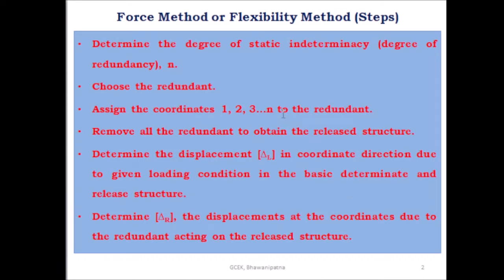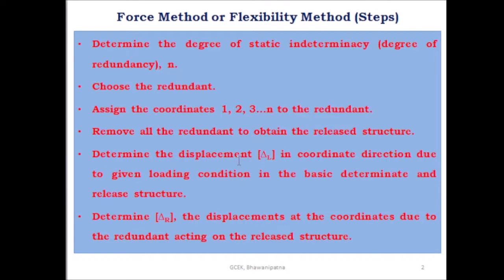Coming to the different steps used to find the internal member forces by the flexibility matrix method, these are the different steps. First, determine the degree of static indeterminacy or degree of redundancy. Then choose the redundants according to the degree of static indeterminacy. Then assign the coordinates 1, 2, 3 to the redundants. Then remove all the redundants to obtain the released structure.